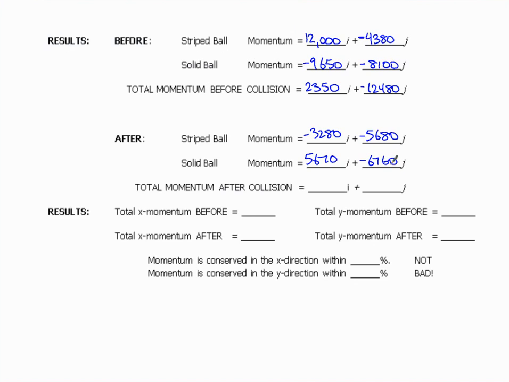We are going to add the I's and the J's for the after. The total momentum after is 2,390, negative 12,440. And they're not exact, but the numbers are close. We can probably say it is the result of rounding.